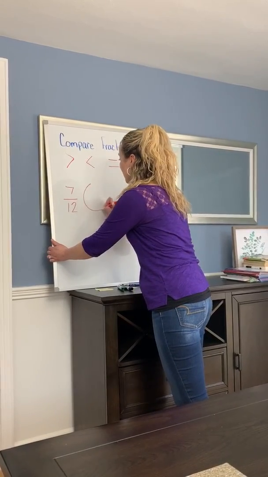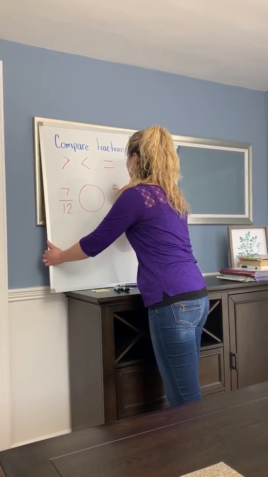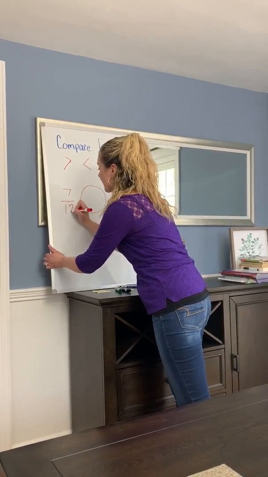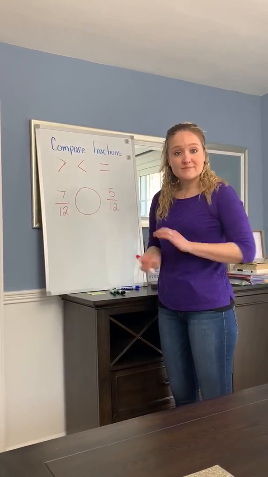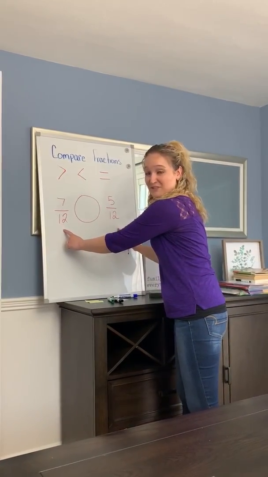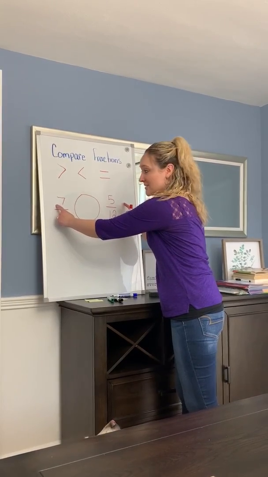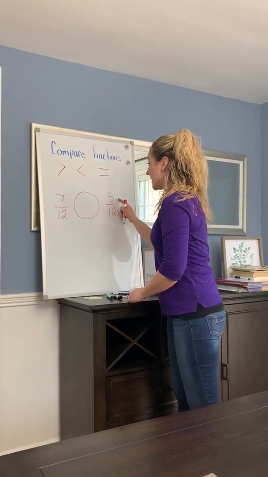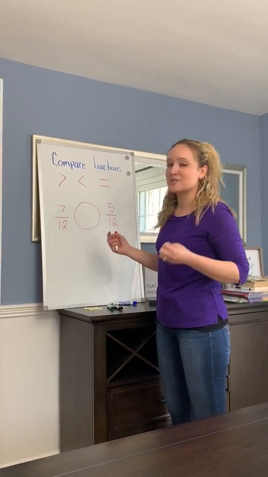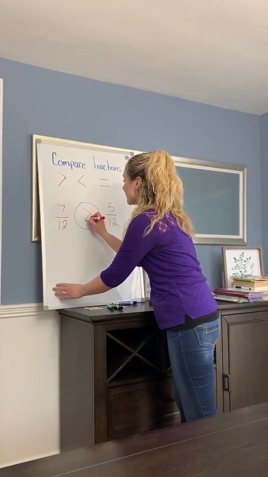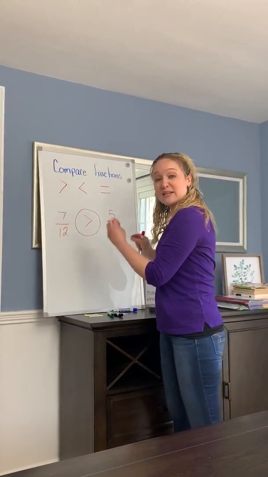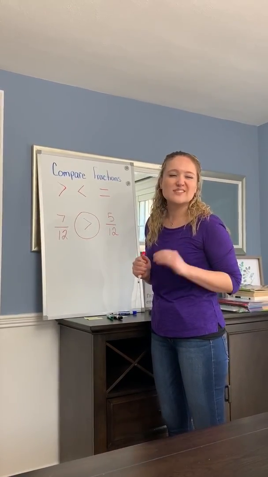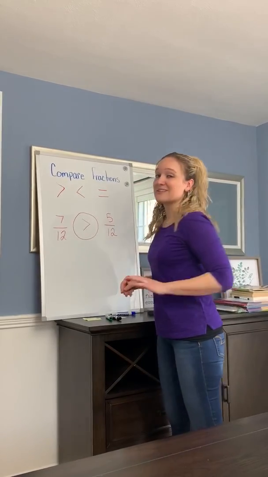And we need to decide what we want to put in that middle, and then we have 5/12. This one is a little bit easier because the denominators are the same. And if the denominators are the same, you just have to look at the numerators. And in this case, you say, is 7 greater than, less than, or equal to 5? What is the answer? Yep, it's greater than. So greater than goes in the middle. Remember, if your denominators are the same, you just look at your numerators. That's it. Let's go to one that's a little bit harder, with the denominators that are different.